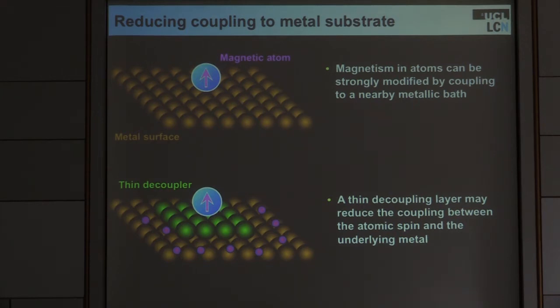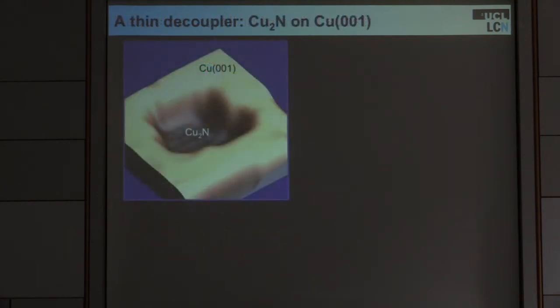So what does thin mean? It typically means it's 1, 2, or 3 atomic layers thin, and that's going to allow you to still get your tunnel current through so you can still have all of your fun with STM. But because that layer is not metallic, it is somehow going to weaken the coupling between the underlying conduction electrons and the spin. Okay. There are a large number of different thin insulators or thin decoupling layers that people use.